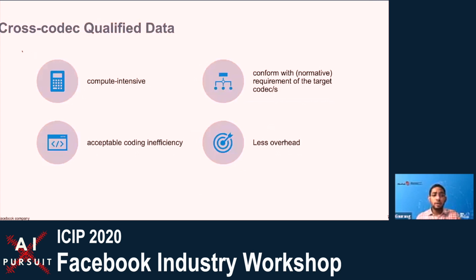So what type of data can be selected for cross-codec data sharing? The qualified data to be shared should satisfy at least one, if not all, of the following. It should be compute intensive. It needs to conform directly or through a mapping with the standard normative requirement of the target codec. The coding inefficiency is acceptable after reusing this cross-codec data. The overhead it generates to the target codec can be absorbed seamlessly. Next slide, please.